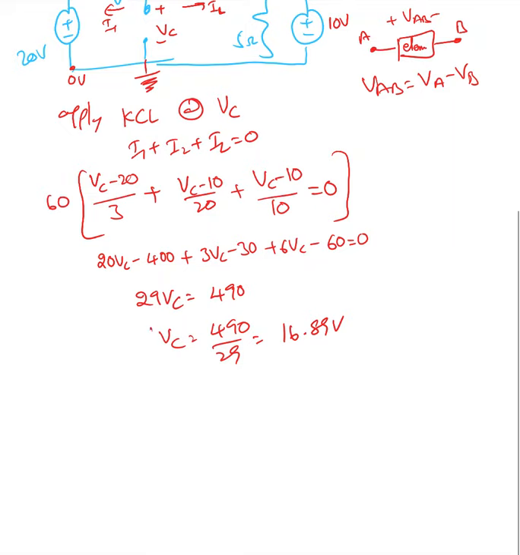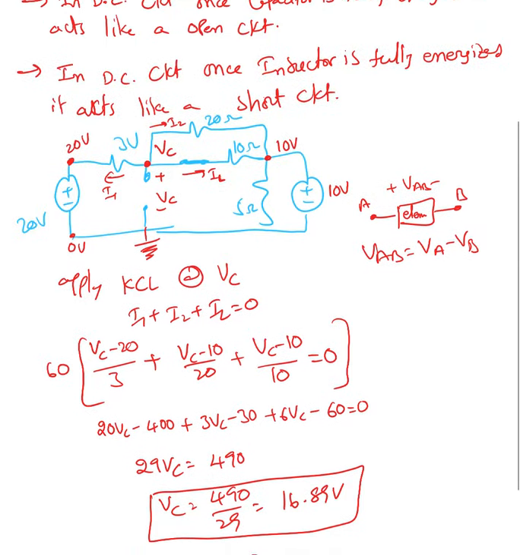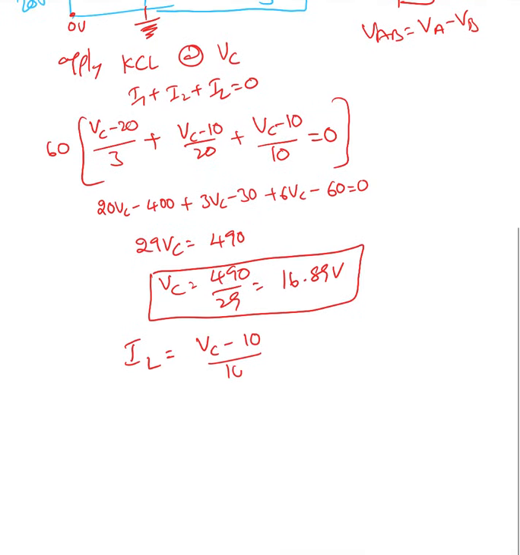This is the voltage drop across the capacitor. Now we'll find IL, the current passing through the inductor. IL equals (VC minus 10) divided by the resistance value, which is 10. So 16.89 minus 10 is 6.89, divided by 10, so it's 0.689 ampere.